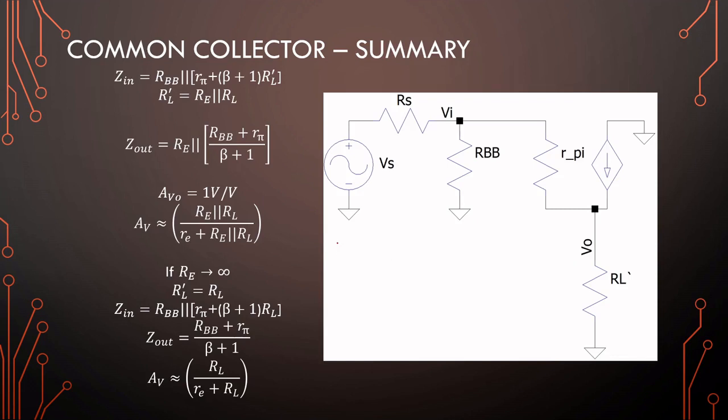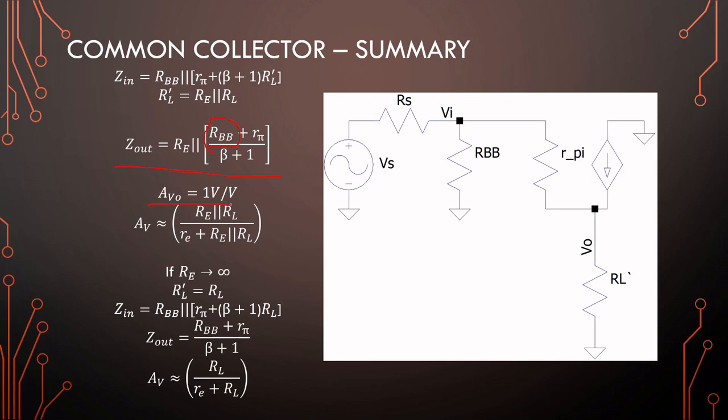So in summary, we're going to use R load prime in all our derivations, where R load prime is our emitter and our load together. RBB is whichever biasing scheme you're going for at the input. And you always end up with this kind of input equation here, just like what we had with the common emitter problems. Our output is very much the same as what we had with the common base problems, just we have RBB included here because it's not bypassed.